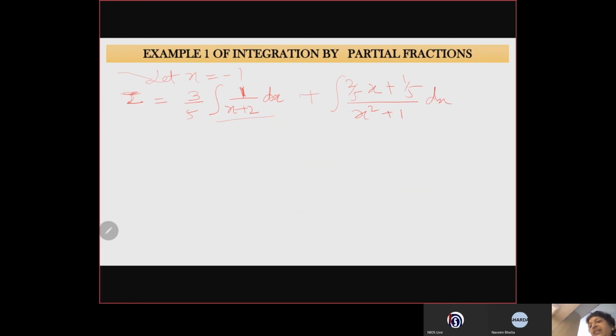अब इसको कैसे करेंगे? डिनोमिनेटर x प्लस 2 है, डेरिवेटिव उसका 1 न्यूमरेटर में है, तो ये तो सीधे सीधे बन गया log mod x प्लस 2। अब ये जो है इसको हम अलग कर लेते हैं। सो 2/5 टाइम्स x अपॉन x स्क्वायर प्लस 1, 1/5 टाइम्स 1 अपॉन x स्क्वायर प्लस 1 dx। तो ये हो गया 3/2 log mod x प्लस 2 प्लस, अब डिनोमिनेटर की डेरिवेटिव क्या है?